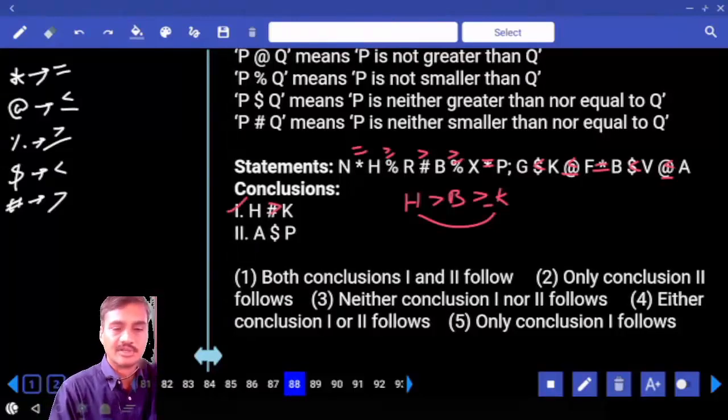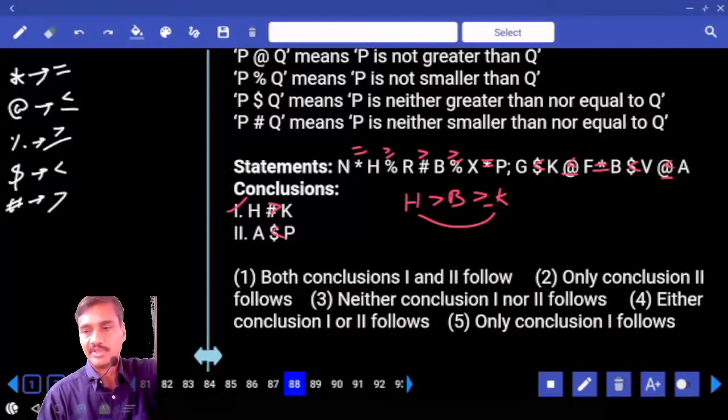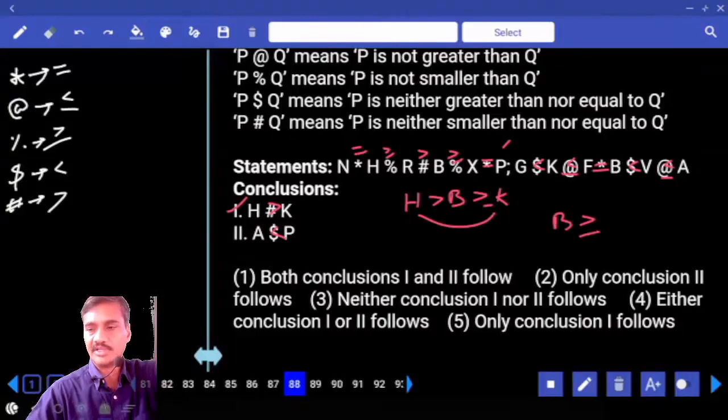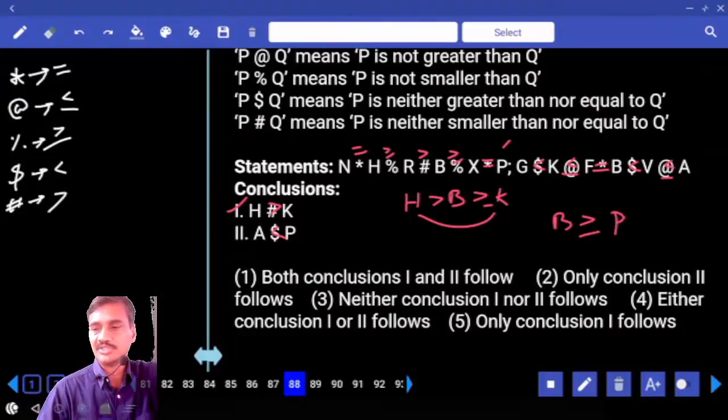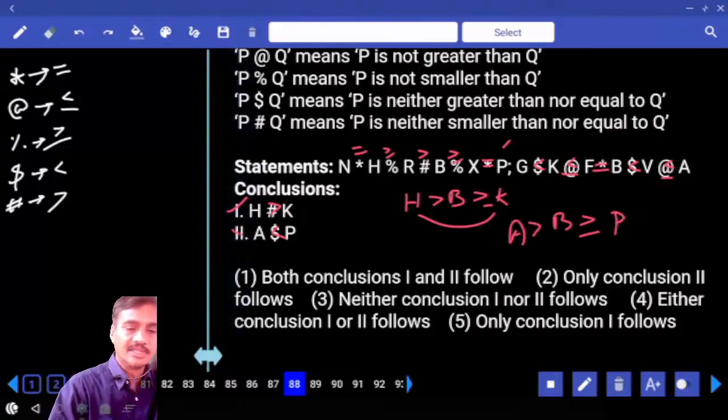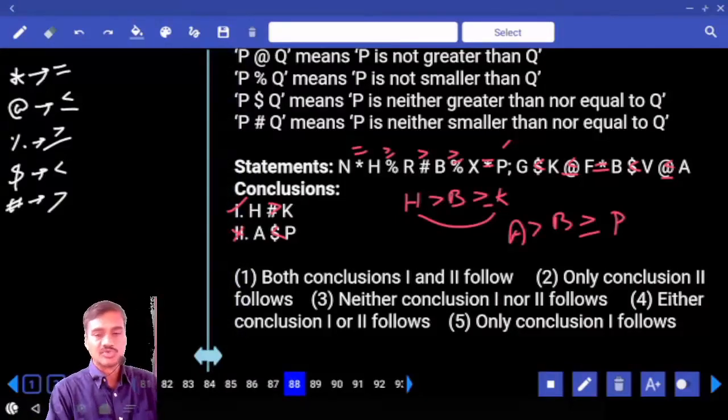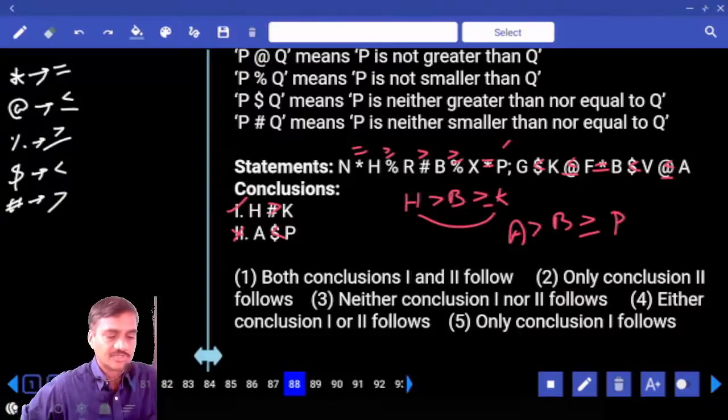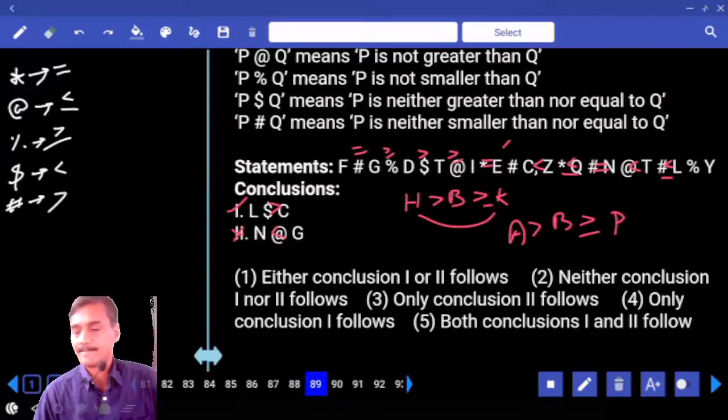And next one, A dollar P, A lesser than P. Now P is here, A is here. Which element is common? B. Now B greater than or equals to P. Now B lesser than A means A greater than B. Hence A greater than P, so A lesser than P is false. Hence only conclusion 1 follows, that is choice 5, question number 88.